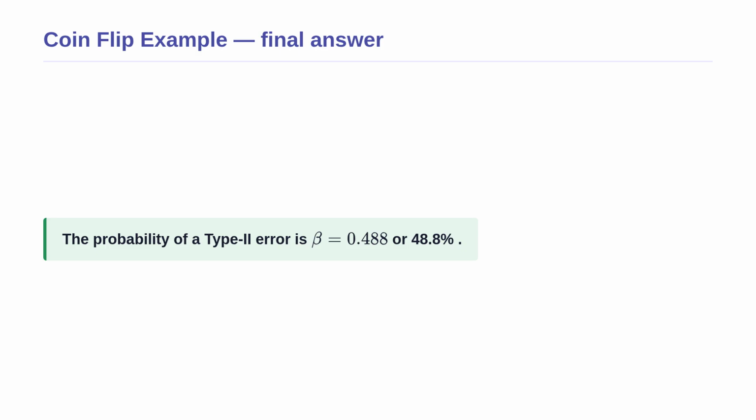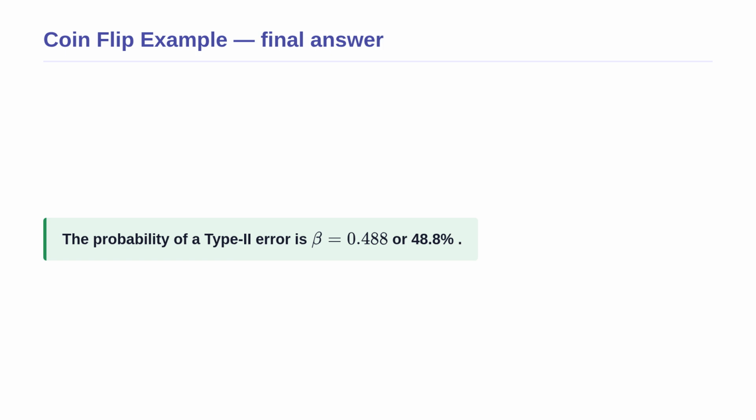Finally, we complete our subtraction. 1 minus 0.512 gives us a beta of 0.488 or 48.8%. Let us interpret what this final answer means physically. If the coin is heavily biased towards heads, our 3-flip test is so weak that we have nearly a 50% chance of completely failing to notice the bias. This is a terrible error rate.